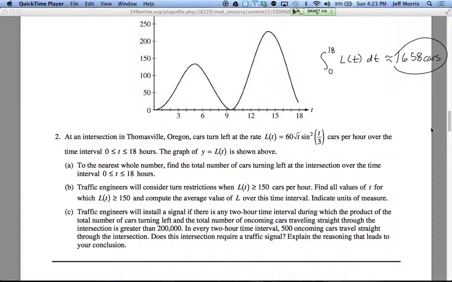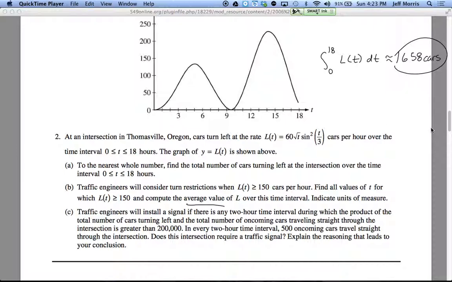Traffic engineers will consider turn restrictions when L of t is greater than or equal to 150 cars per hour, and that's when you get protected turns and stuff like that. Find all values of t for which L of t is greater than or equal to 150, and compute the average value. What's average value? 1 over b minus a times the definite integral from a to b of f of x dx. Indicate the units of measure.